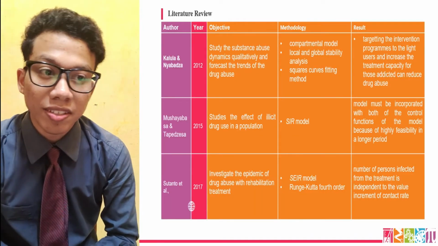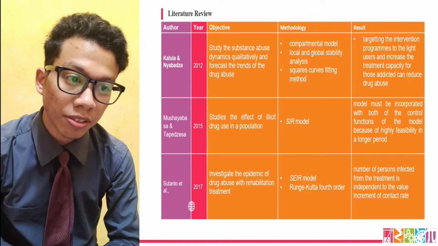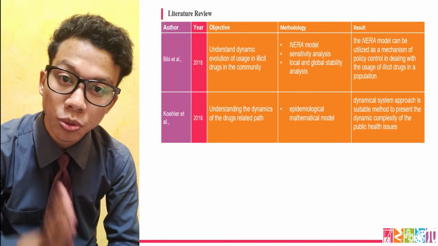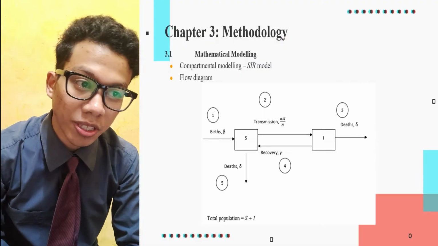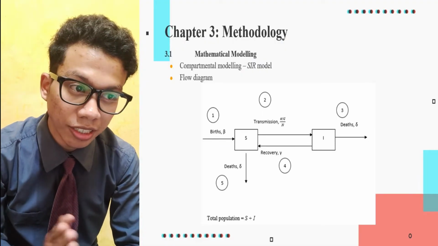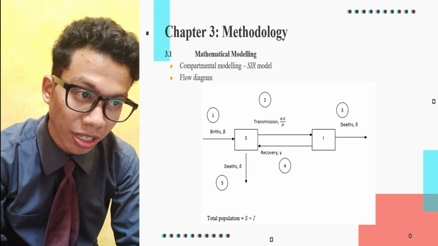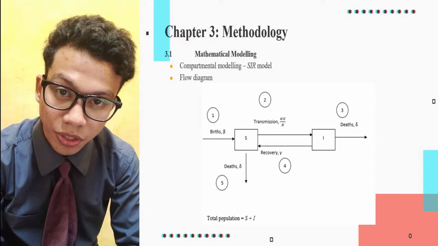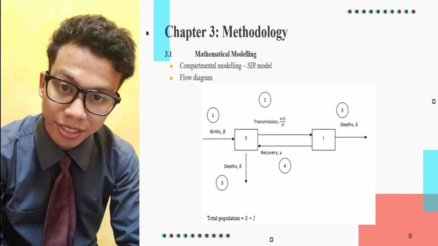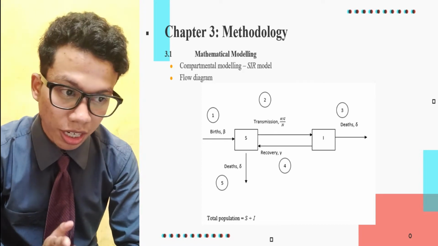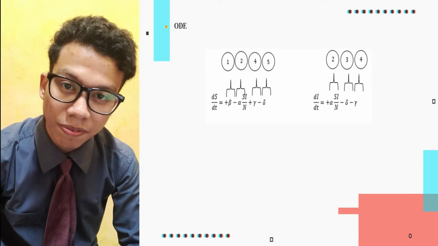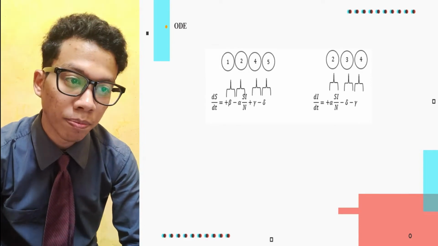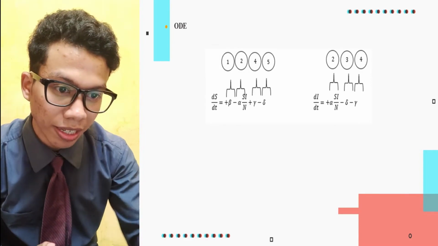Here you can see the literature review from 5 different journals, with years of publication from 2012 to 2018. In Chapter 3 Methodology, we use compartmental modeling, which is the SIR model, also known as susceptible, infected, and recovered. Here you can see the flow diagram, and this is the ordinary differential equation that is formed based on the flow diagram that we showed earlier.